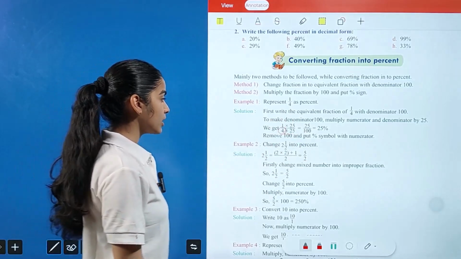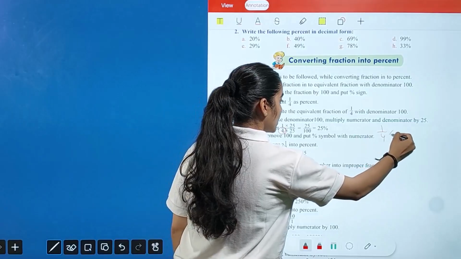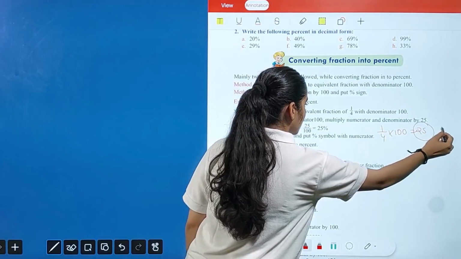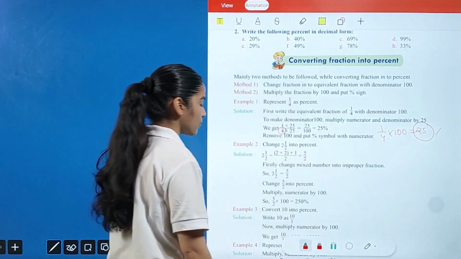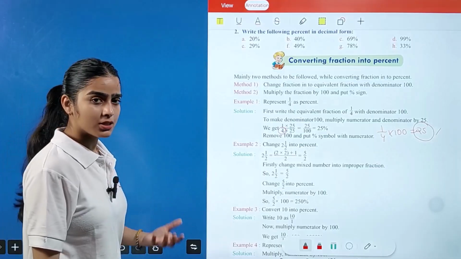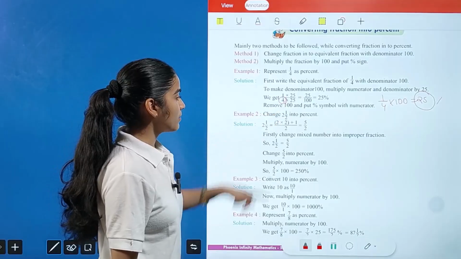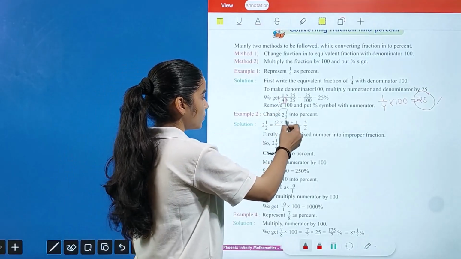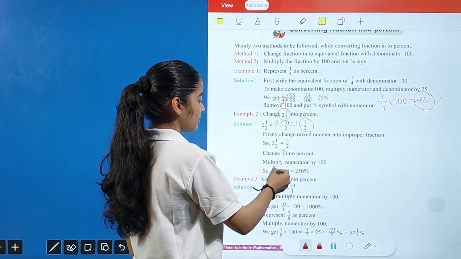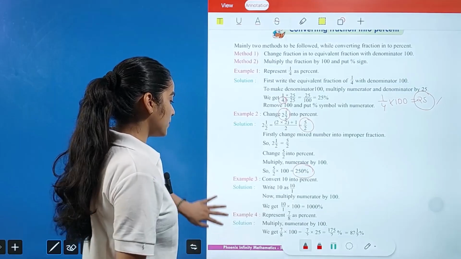Or the second thing you can do, you just multiply 1 upon 4 by 100. In that case you also get your percentage, 25. So in both cases you get the answer; it is your choice which one is easier for you. Now change 2 and 1 by 2 into percent. First we have to convert it into the improper fraction 5 by 2. Now you have to multiply 5 by 2 by 100. So you will get your answer, 250%.